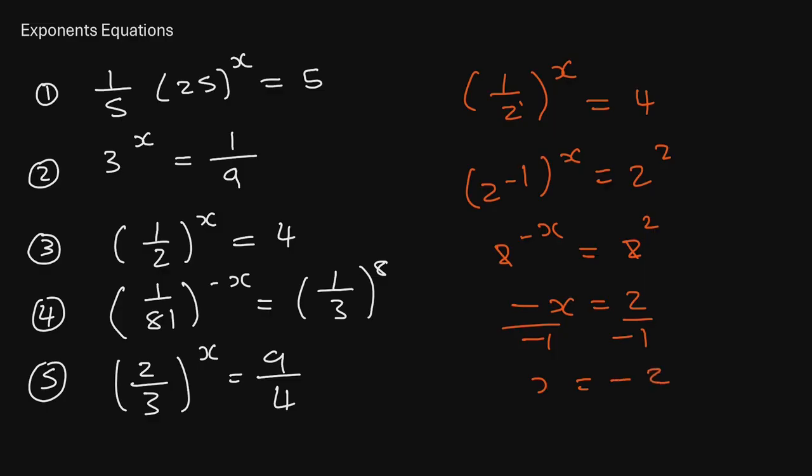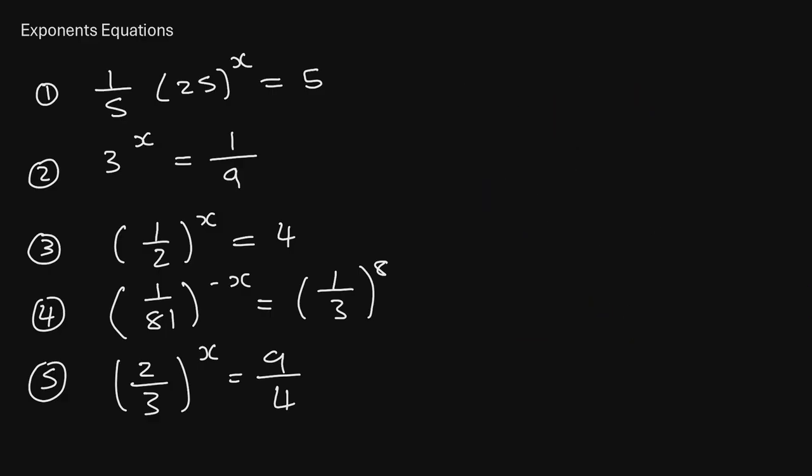So now if we move on to the fourth problem, on the fourth problem we have now 1 over 81 all to the power of negative x. And then we also have what? 1 over 3 all to the power of 8. So now what we can do, we can just make the bases the same.